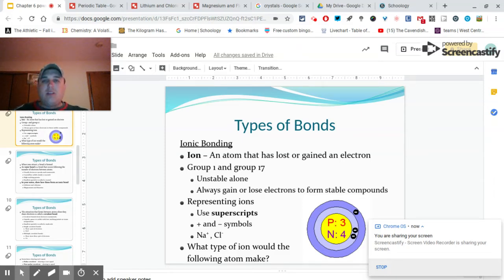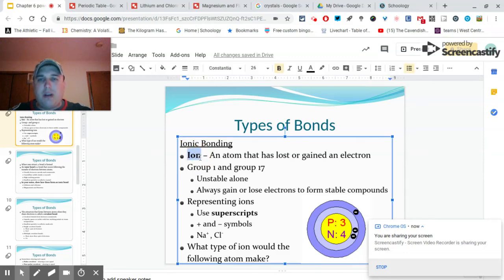Okay, so the first thing we're going to talk about, and we'll go real fast through this, is an ion. I want you to pause the video, write down the definition for the term ion. Ready, set, go. Okay, so you have that ion term written down. An ion is an atom that has gained or lost an electron. So if an atom loses an electron, it becomes charged. If an atom gains an electron, it becomes charged. Elements in groups 1 and 17 tend to do this a lot. Because they're unstable by themselves, they like to lose electrons to become happy.